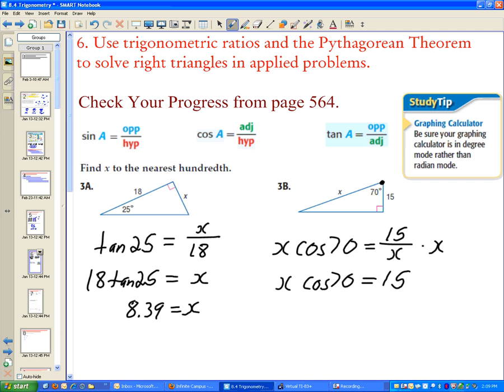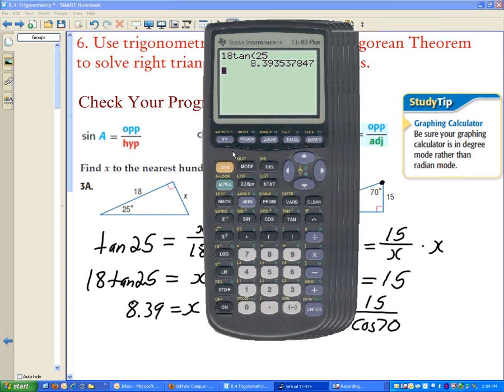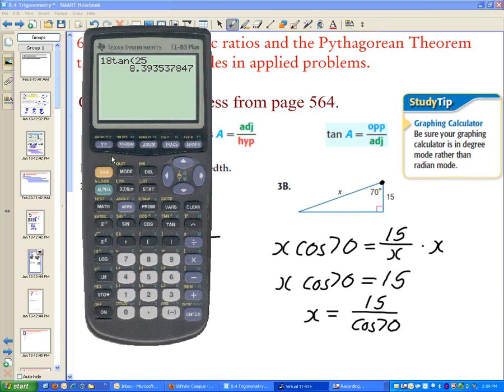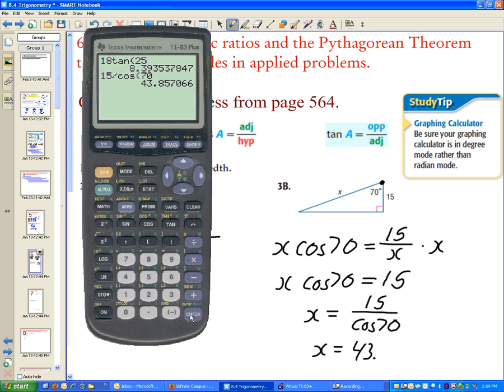But I don't have x by itself. That's okay. It just takes one more step. How do I get x by itself? Divide by the cosine of 70. So x equals 15 divided by the cosine of 70. And then we use our technology. 15 divided by cosine 70. So x equals 43.86.